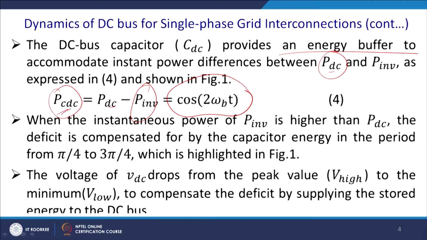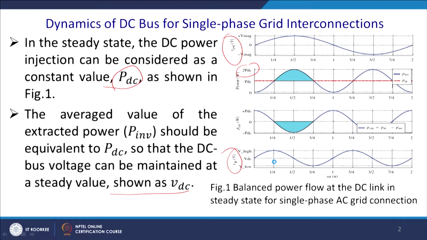When the instantaneous power P inverter is higher than the PDC, this deficit is compensated by the capacitor energy. So, ultimately the capacitor will discharge and feed that extra power in the period. So, please refer back to figure number 1, I cannot refer back every instant. From pi by 4 to 3 pi by 4, which is highlighted in figure 1, I just show it for one reference, please capture it.